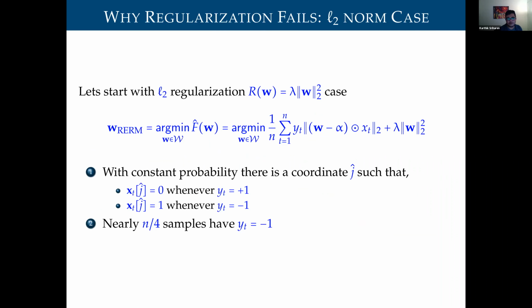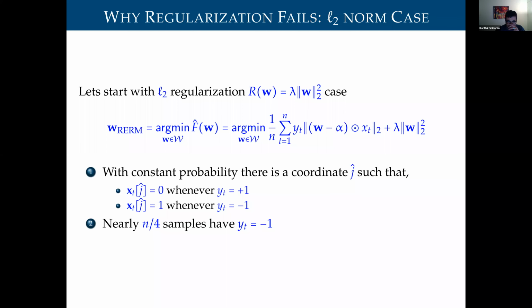Okay, so let me give you the high-level idea of why this works. We are interested in the regularized risk minimization, which looks like the first equation here, right? We are interested in a solution w_RERM that minimizes our training loss, which is the first part here, plus our regularization, which is lambda times norm of W squared.